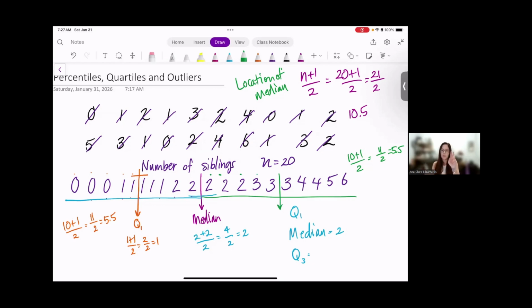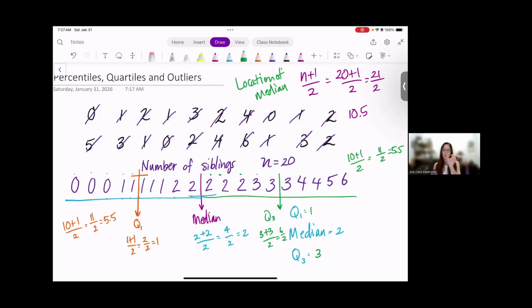What's the middle of 3 and 3? It's 3. But how is that true? By taking 3 plus 3 divided by 2. So 6 divided by 2 is 3. So the first quartile is 1, the median is 2, and the upper quartile is 3.